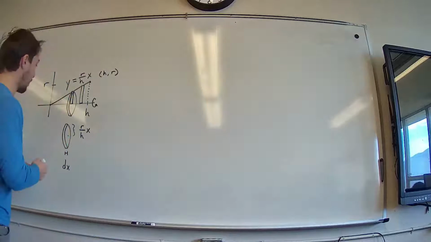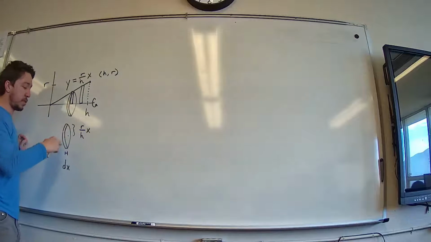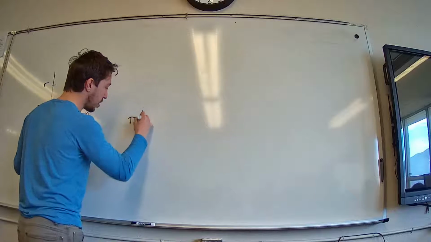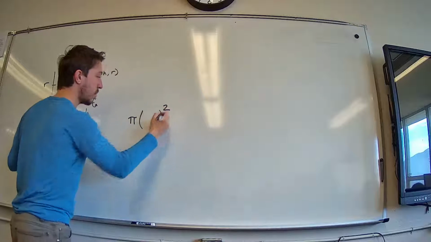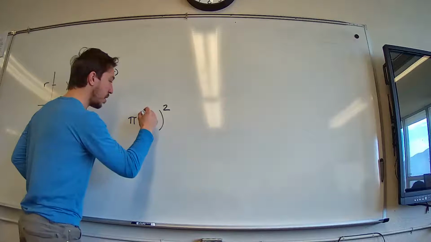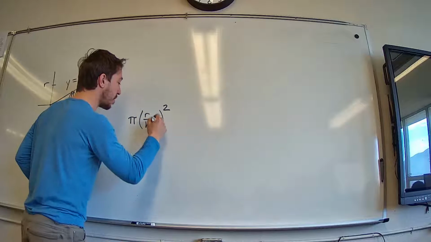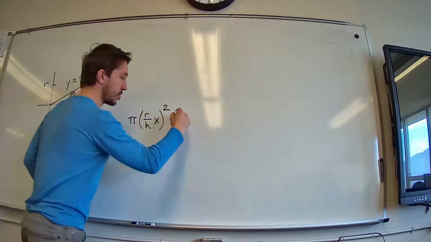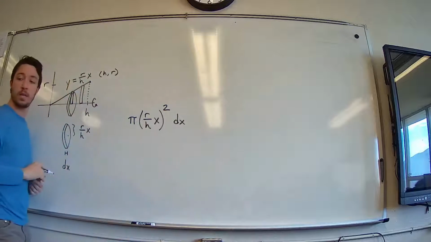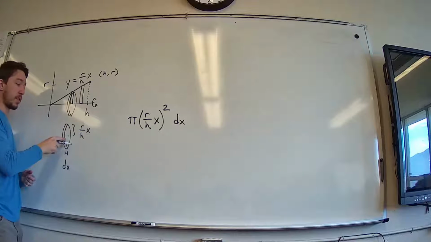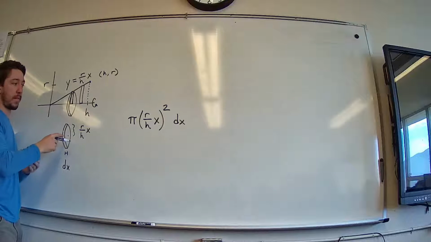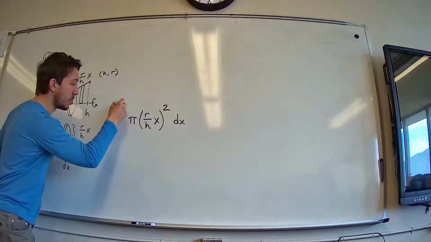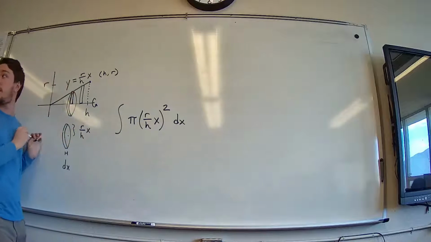So, what's the volume of this disk? Well, pi times the radius squared. So the radius is r over h times x. Does that make sense? Times the thickness of dx. So that describes the volume of this disk. And then if I want the entire volume, I have to integrate.